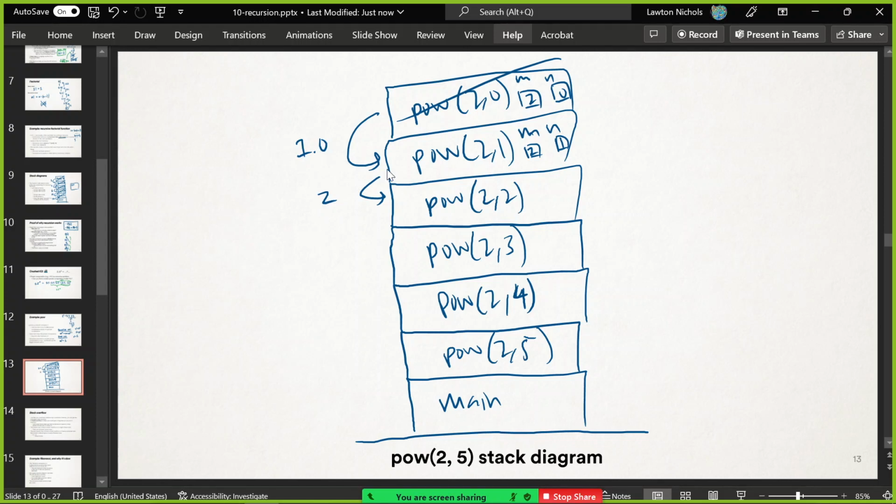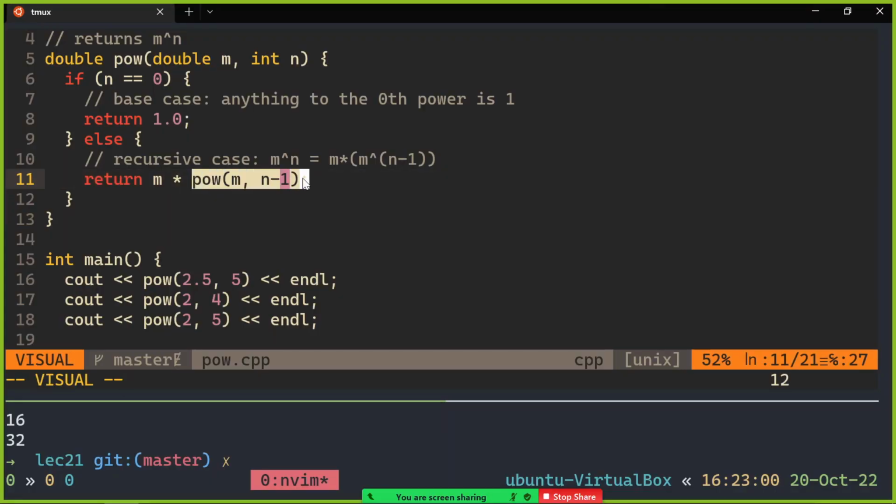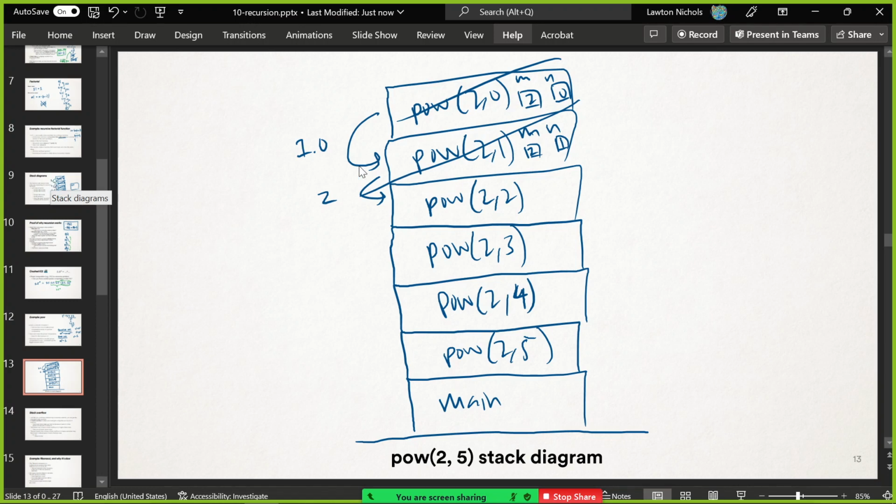That was 2 to the 1st power, correctly given back as 2. And now we're back in POW of 2, 2, who is waiting on POW of 2, 1 to multiply its 2 and return back that answer. So it'll multiply 2 by the answer that it got back, and give back 4. Are there any questions about how the stack is unwinding right now? That's very important. Is this making enough sense?